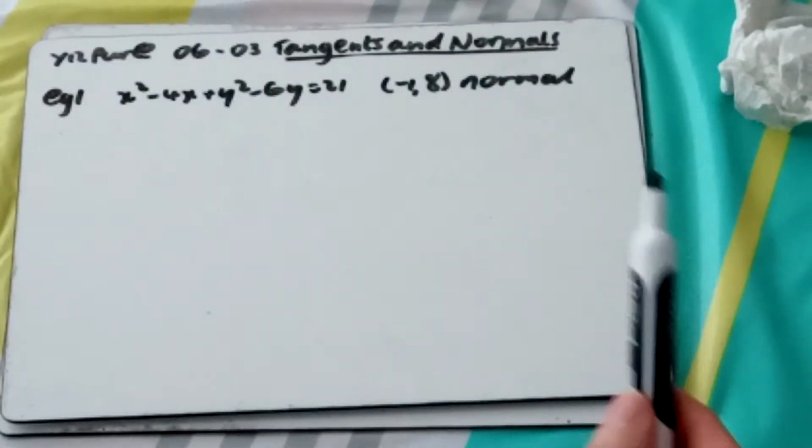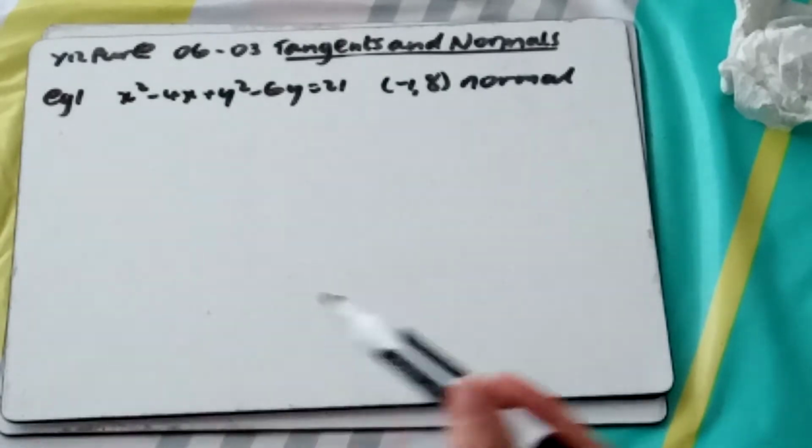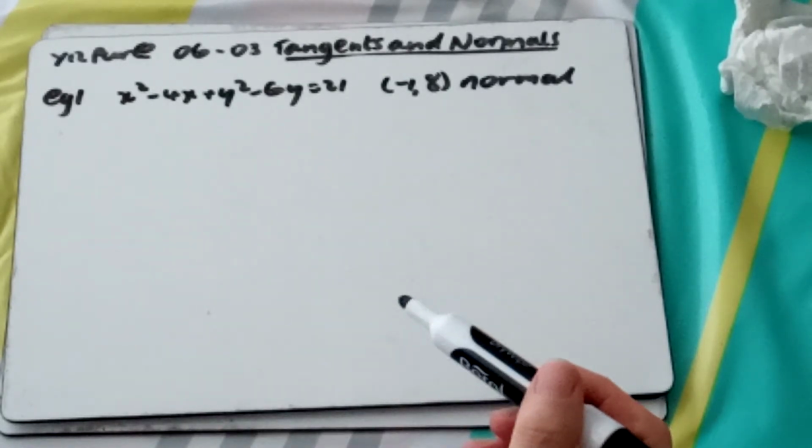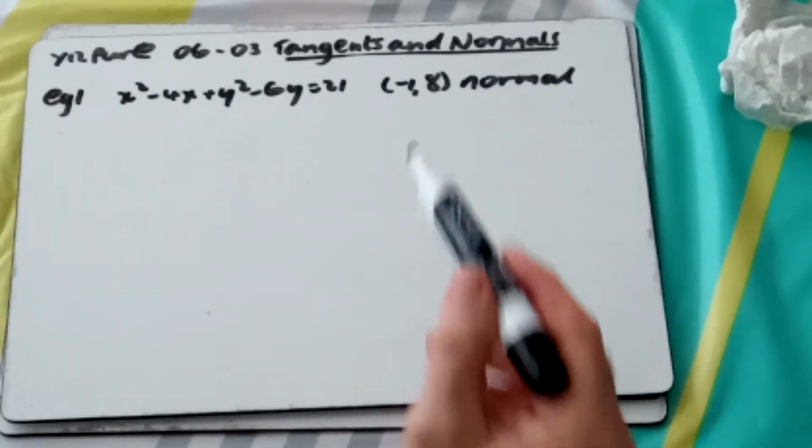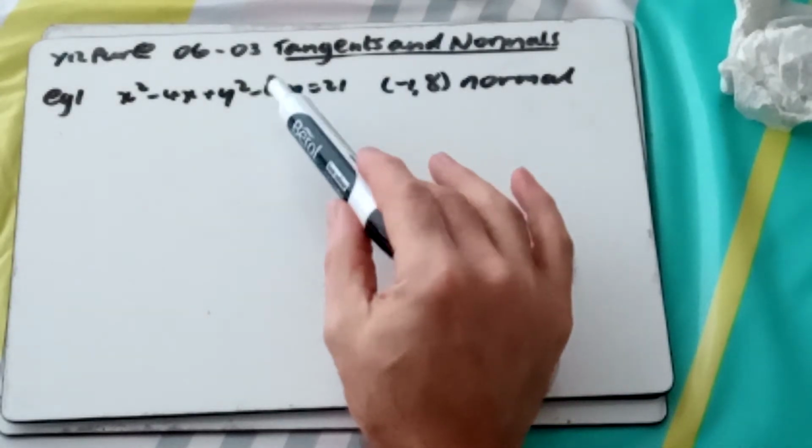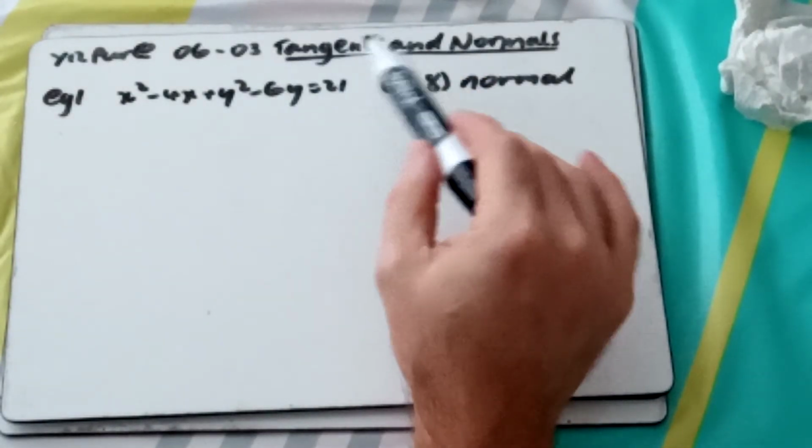Okay, today we're going to be looking at tangents and normals to circles. It's the second part of the chapter on circles. We looked at equations of circles, and if you remember, a tangent is a line that touches the edge of the circle.